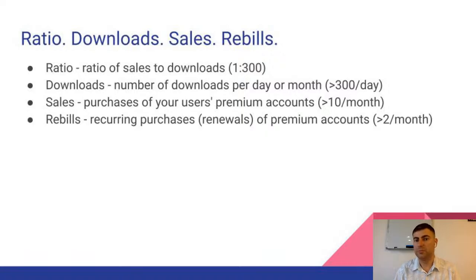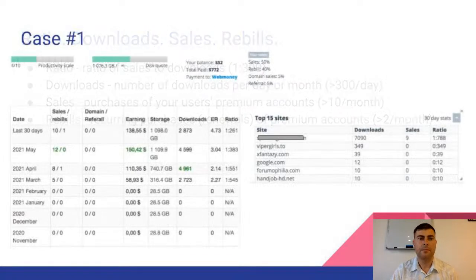Downloads is simply the number of downloads per day or per month. It doesn't matter. On average, 300 downloads per day is okay. You have to get to that number. Sales, purchases of your users' premium accounts, you should have at least 10 sales per month. It will bring you about $100, approximately from 50 to 100. It depends on many factors. Rebills, we were talking about that previously. It's recurring purchases, like renewals of premium accounts. You have to have at least 1 to 5 per month.